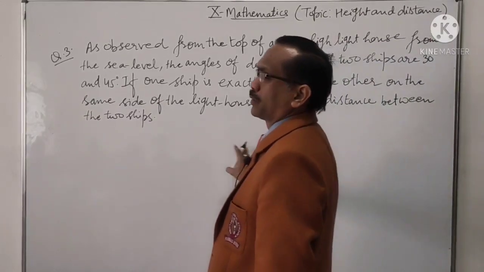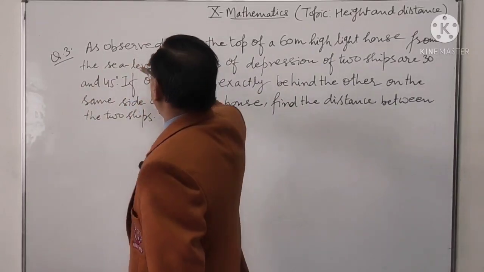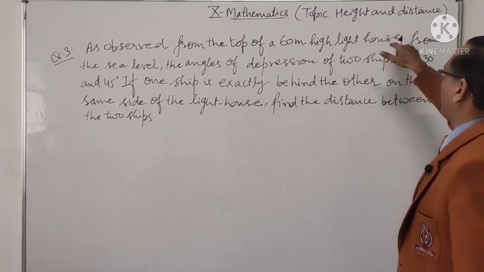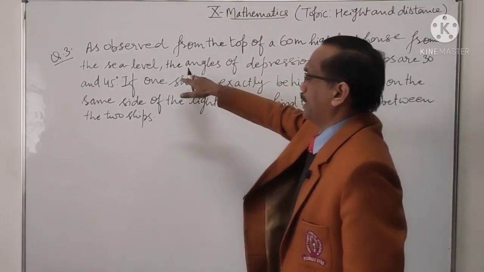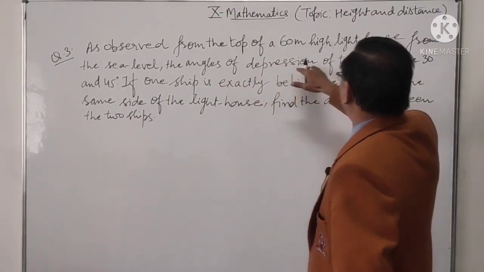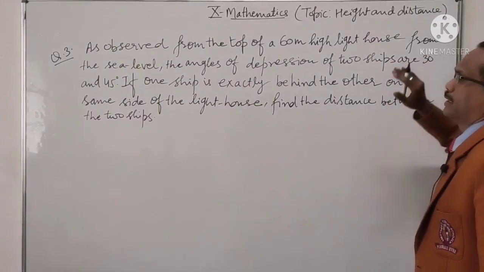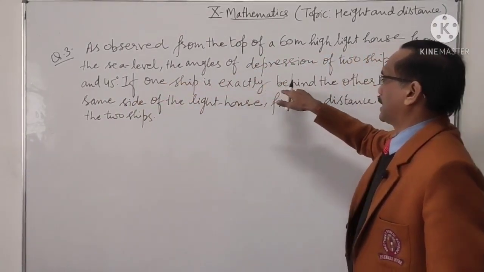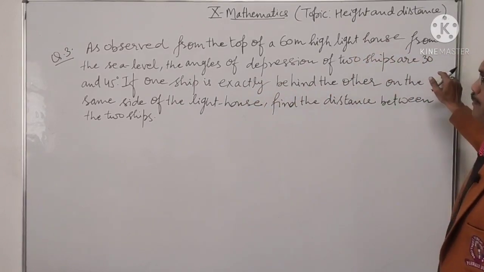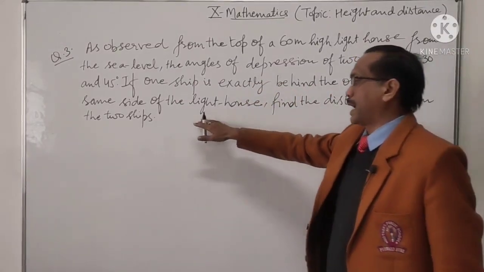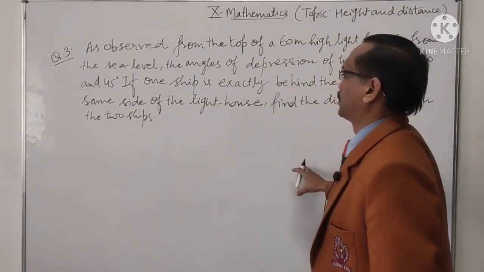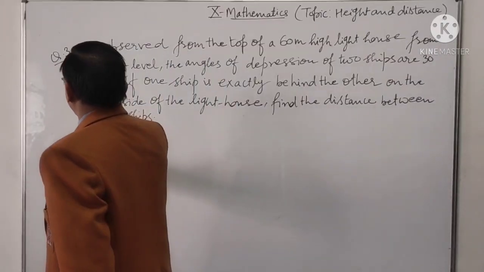Student, question number 3. As observed from the top of a 60-meter high lighthouse from the sea level, the angles of depression of two ships are 30 degrees and 45 degrees. If one ship is exactly behind the other on the same side of the lighthouse, find the distance between the two ships. So, see the solution? It's a simple question.